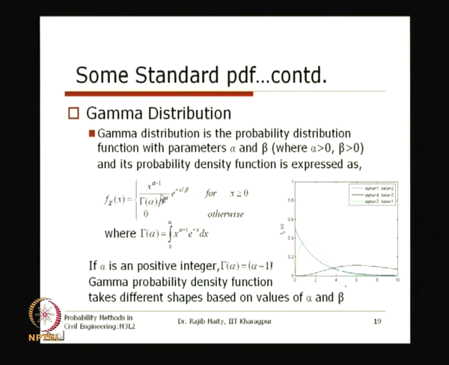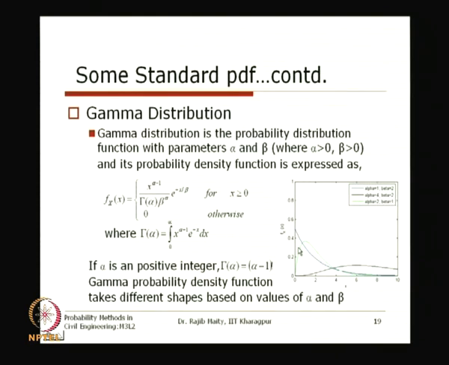Now if 1 by beta is lambda, then this is nothing but lambda e power minus lambda x. So if I put alpha equal to 1, this becomes an exponential distribution. Here you can see, if we change these parameters, the shape changes. The first is the blue one, where alpha equals 1 and beta equals 2. As alpha equals 1, this is nothing but the exponential distribution.